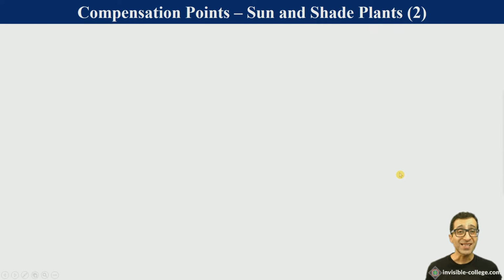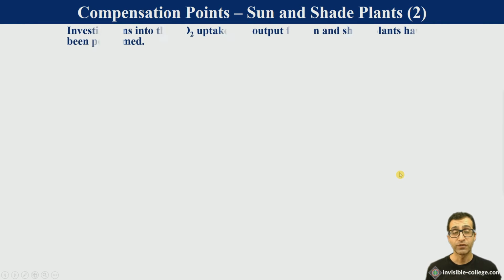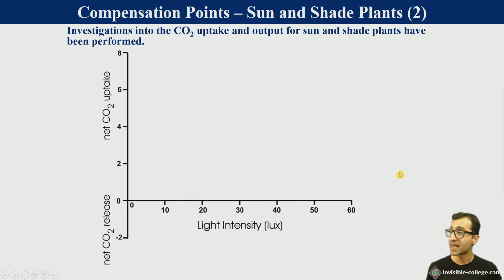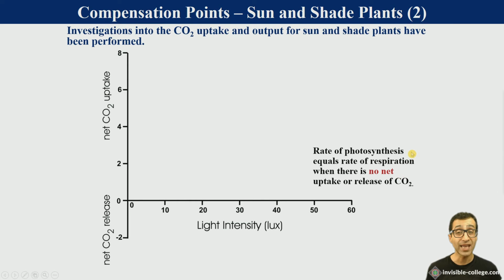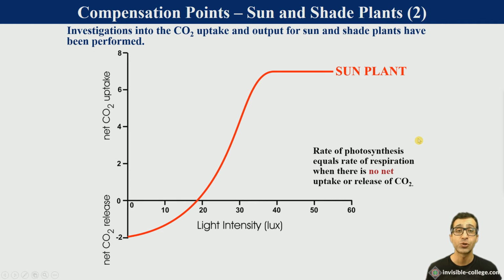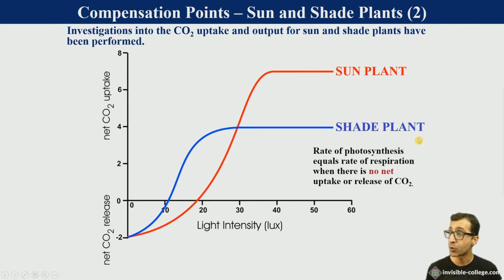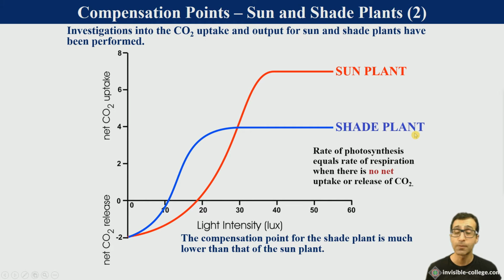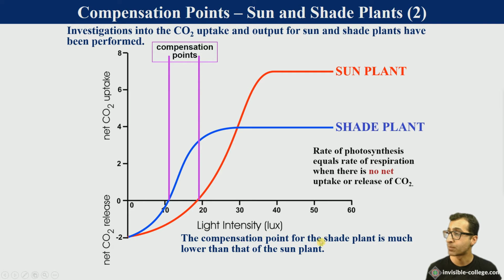So, if we investigate the CO2 uptake and output for those two types of plants, we can find data like this. So the rate of photosynthesis, again, equals the rate of respiration where there is no net release or uptake of CO2 by the plant. Now this compensation point occurs at different light intensities for these two plants, but the compensation point for the shade plants is much lower than that of the sun plants. So we can see here the two compensation points, again, where there is no net uptake or release of CO2 by the two plants.